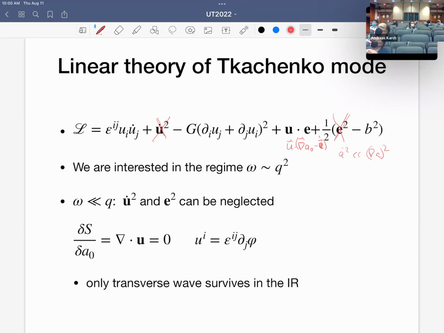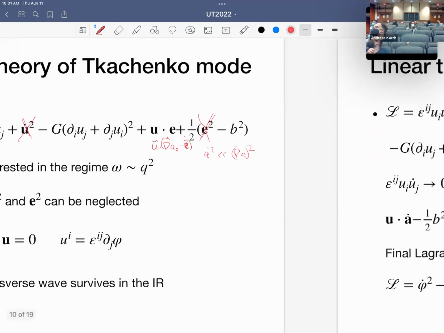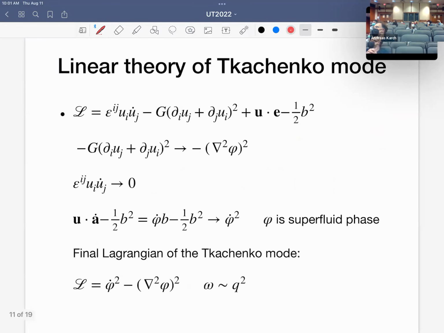Now we want to understand how this mode, this phi, mixes with the photon and gets us the Kachanov mode. So let's do some algebra here. So here U, from the last slide, U_i is epsilon_ij d_j phi.